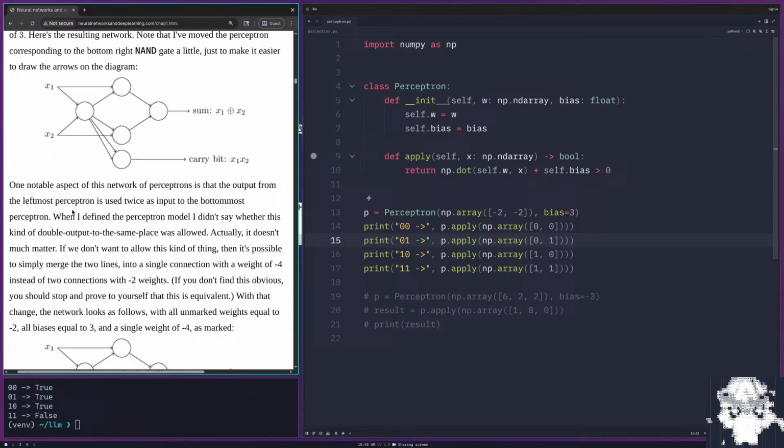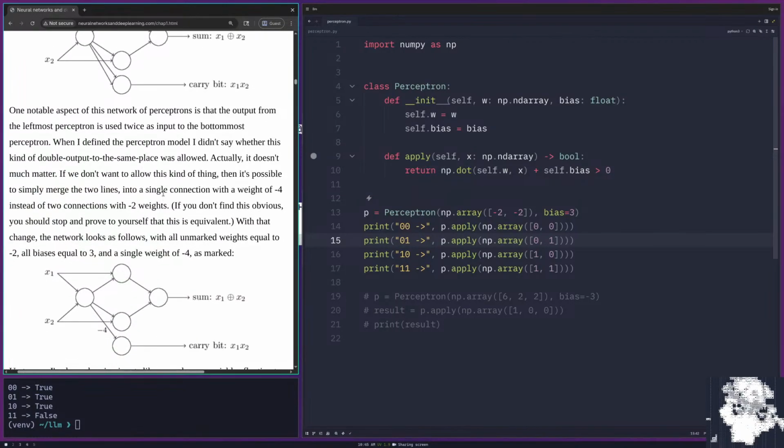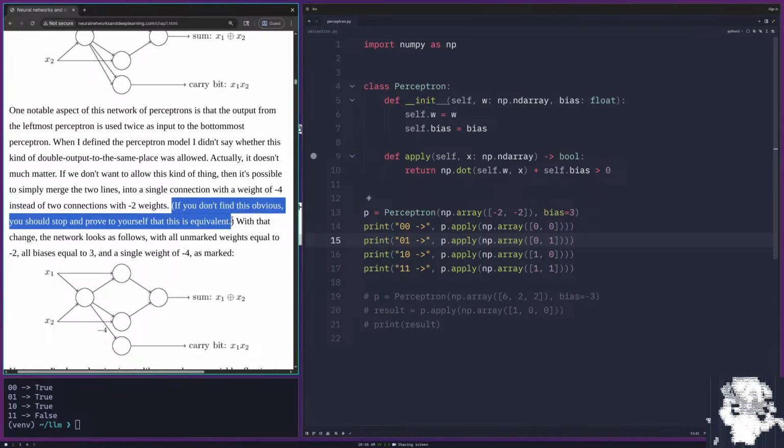One notable aspect of this network of perceptrons is that the output from the leftmost perceptron is used twice as input to the bottommost perceptron. When I defined the perceptron model, I didn't say whether this kind of double output to the same place was allowed. Actually, it doesn't much matter. If we don't want to allow this kind of thing, then it's possible to simply merge the 2 lines into a single connection with a weight of -4 instead of 2 connections with -2 weights. If you don't find this obvious, you should stop and prove to yourself that this is equivalent.